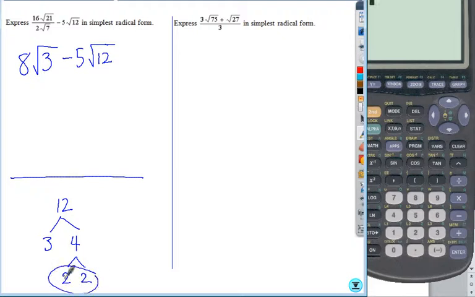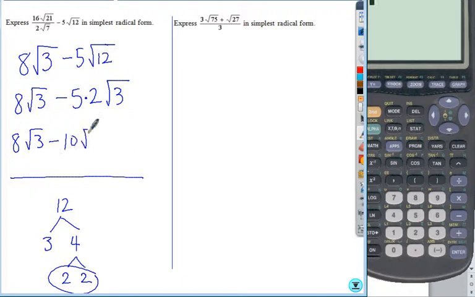Once I have a pair, I can free up that square root of 4, which is 2. So I take one of the 2's from the pair and I put that on the outside of the radical. So I'll rewrite this as 8 square root of 3 minus 5 times, and now I take one of the 2's from the pair, and now what's left inside the radical is a 3. So 5 times 2 is 10. So now I have 8 radical 3 minus 10 radical 3.